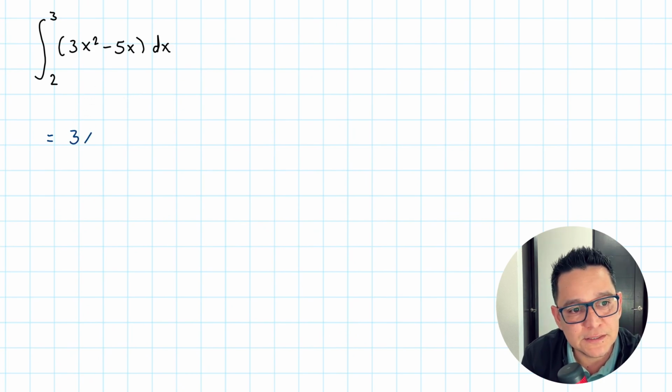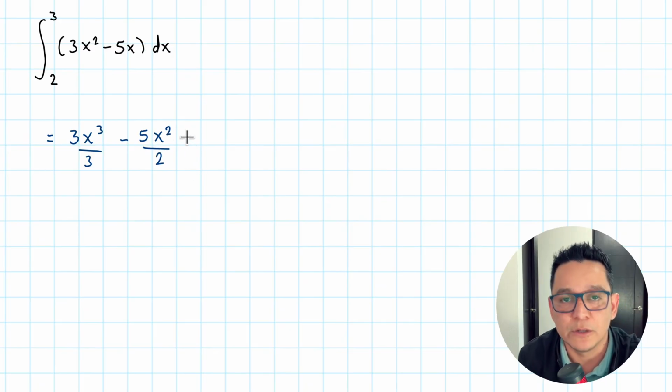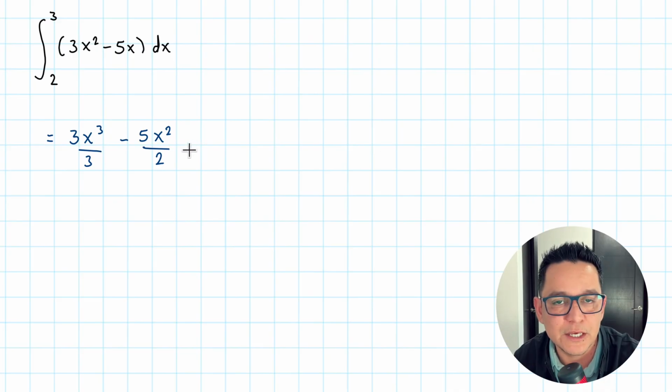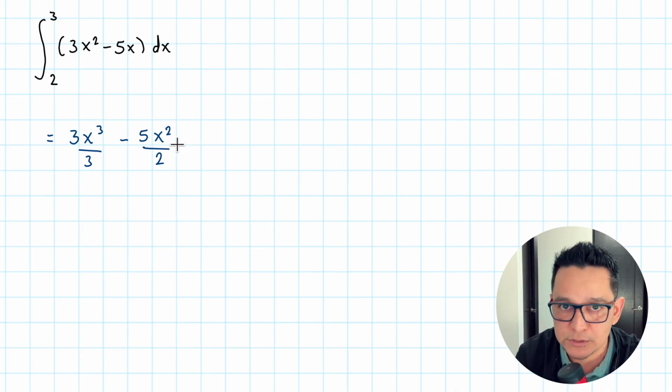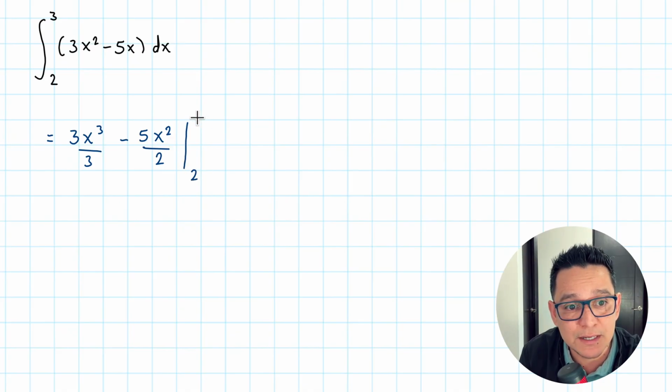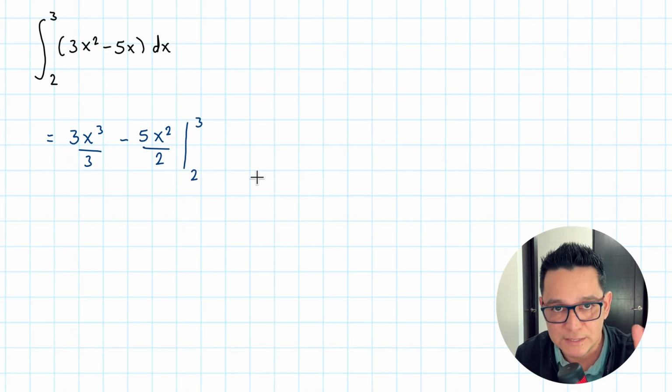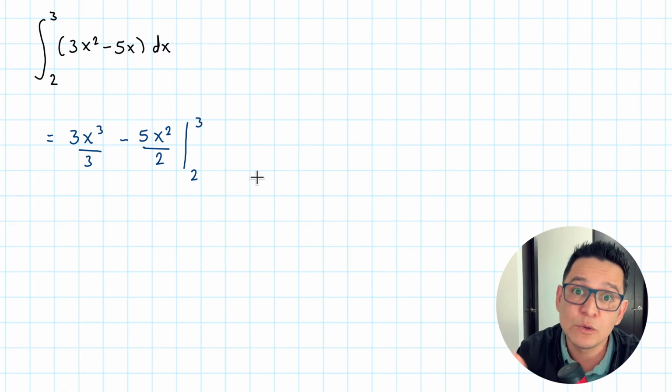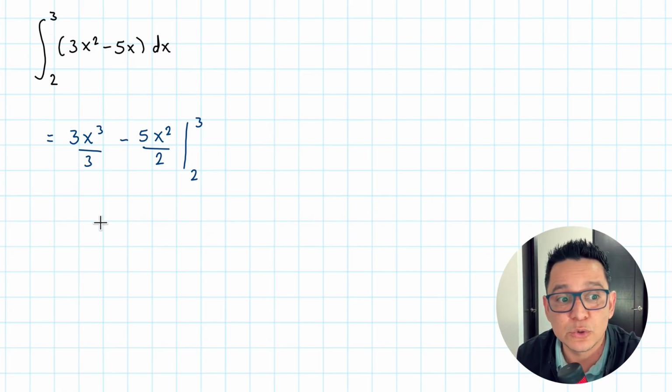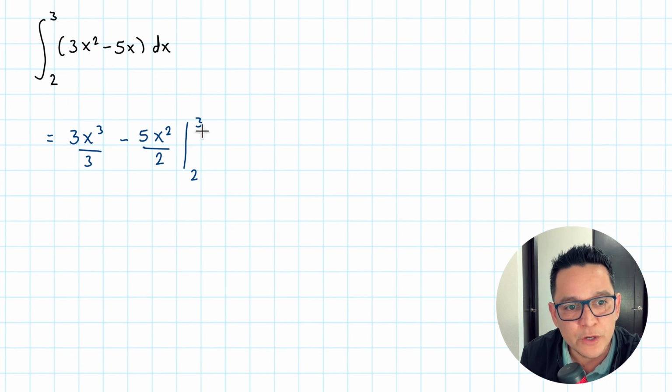Here I get 3x cubed over 3, right? So it's minus. Write the 5, write the x, increase the exponent by 1, and divide by 2. It's important to note, I'm not explaining in detail why we're doing it this way. I assume viewers of this video already know how to take derivatives and integrate. We're just seeing how it's done with the calculator and checking if it gives us the right answer. That's it. Okay, well, so let's evaluate from 2 to 3.